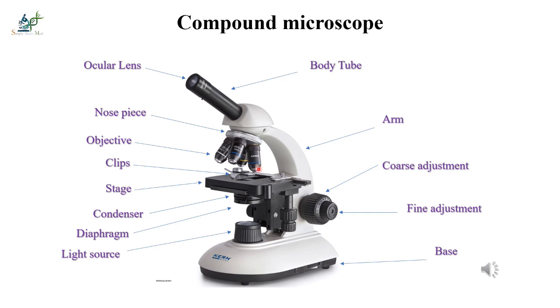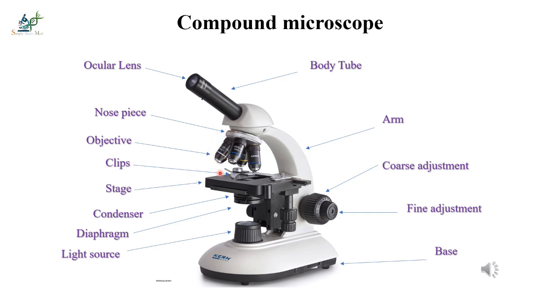and ocular and objective lenses are used. This objective and ocular lens will magnify the image, and we can observe or see the enlarged image with a clear picture. And these are the parts of a compound microscope: ocular lens, body tube, arm of the microscope, nose piece. On the nose piece, you can see the objectives.